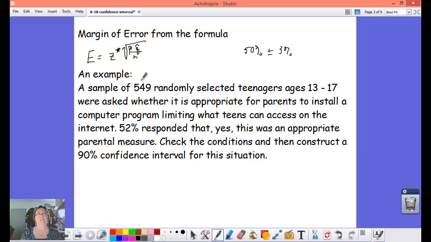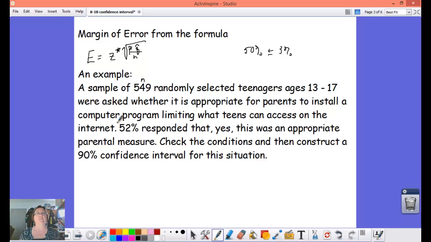That is a sample size right there, folks. That's going to be the n for us. They were asked whether they thought it was okay for parents to put a computer program on their computers or iPads or whatever that limits what teens can get to on the internet. So of these 549 who replied to this poll, 52% said, yep, that's a good thing for parents to do.